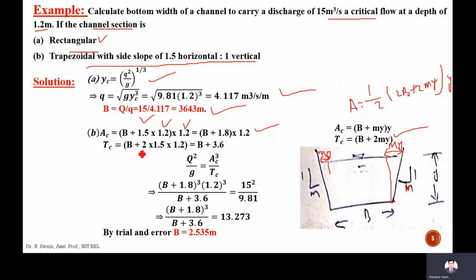The top width T is b plus 2my, b plus 3.6. So these two values we can put in this expression, Q square by g equal to A cube by T. So at last you will get this type of expression. Either you solve it, or it is better to solve it by the trial and error method. It will be easy. So b will be equal to 2.535.